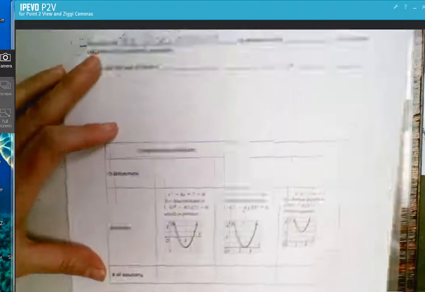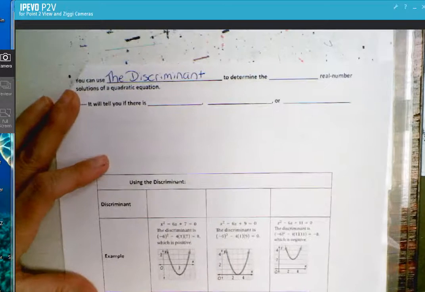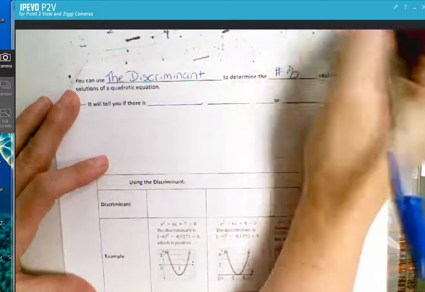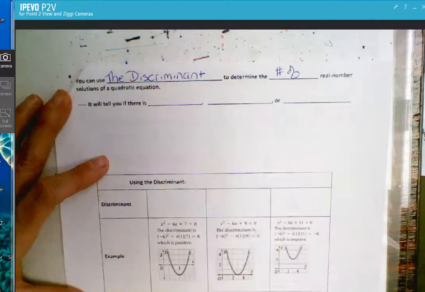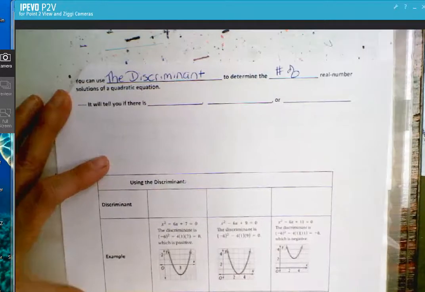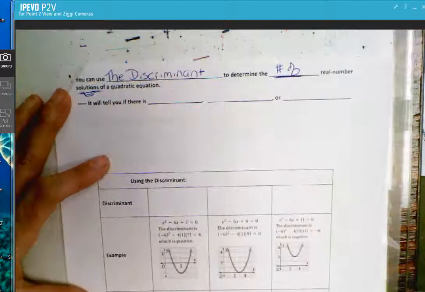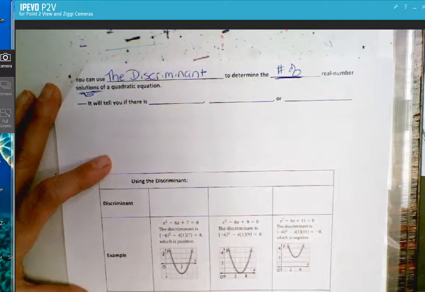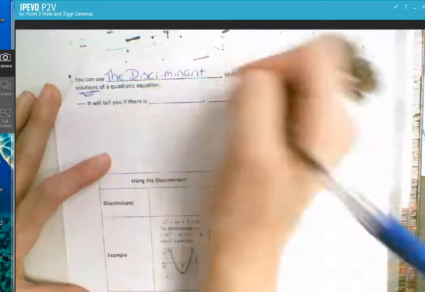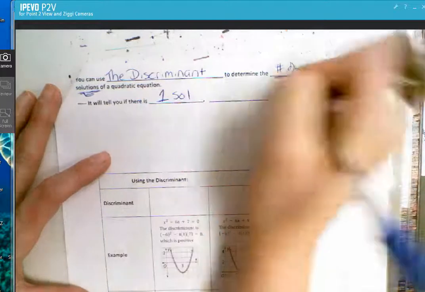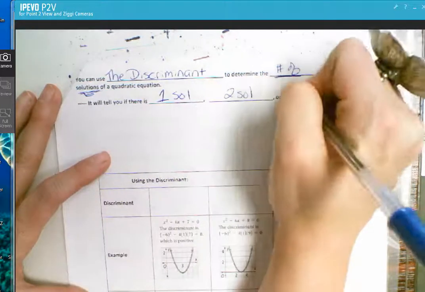Sounds like a fancy word. You can use the discriminant to determine the number of real number solutions of a quadratic. So this just tells us the number of solutions, not what the solutions are, but how many there are. So it can help weed out if there's no solutions at all, why bother doing all that quadratic formula work? It comes from the quadratic formula. So we can find out if there's one solution, two solutions, or no solutions.